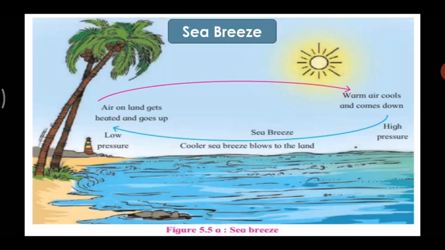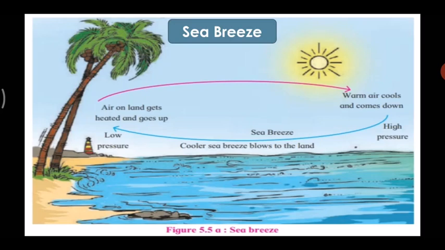Now look here, the sea breeze. Look at the diagram. You can see here, cooler breeze blows to the land. Can you see it's written over there? This cooler breeze will blow to the land, that means from the high pressure area towards the low pressure area. You can see there is a blue arrow, going from the high pressure area towards the low pressure area.